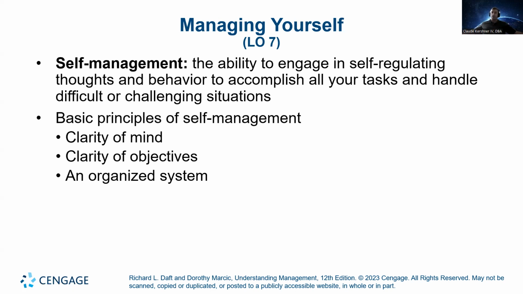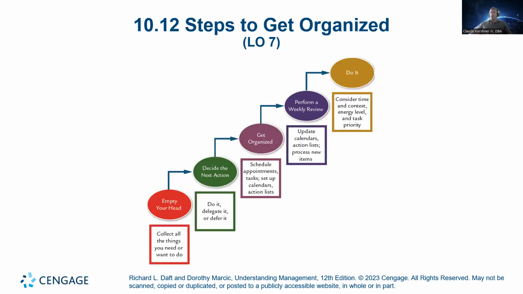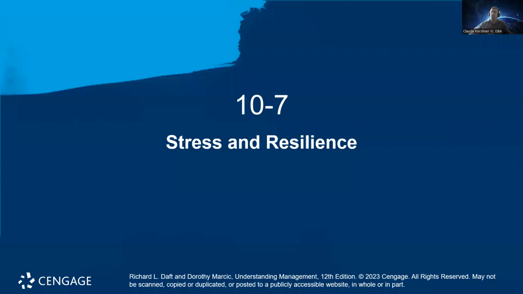Clarity of mind, big one. If we don't have clarity of mind before we try to accomplish a task, before I started talking through this presentation, it would be a lot harder for me to be able to execute on this study here. So is my mind clear as I look at my phone to see what time it is? Clarity of objectives. Do I know what I'm doing and why I'm doing it? An organized system for self-management. Steps to getting organized: empty your head, decide the next action you want to take, get organized, perform a weekly review, and then just do it.